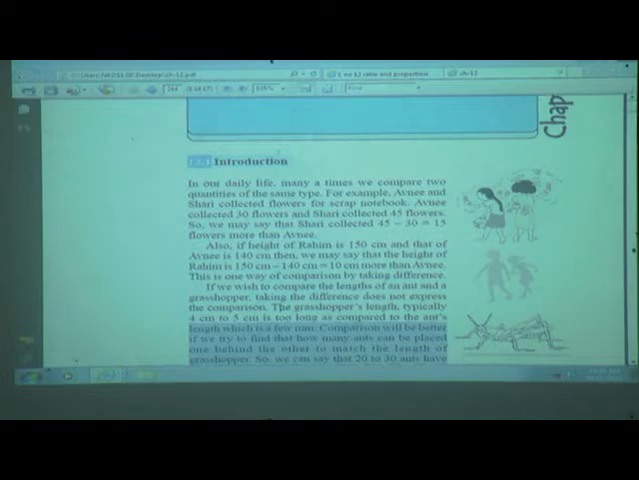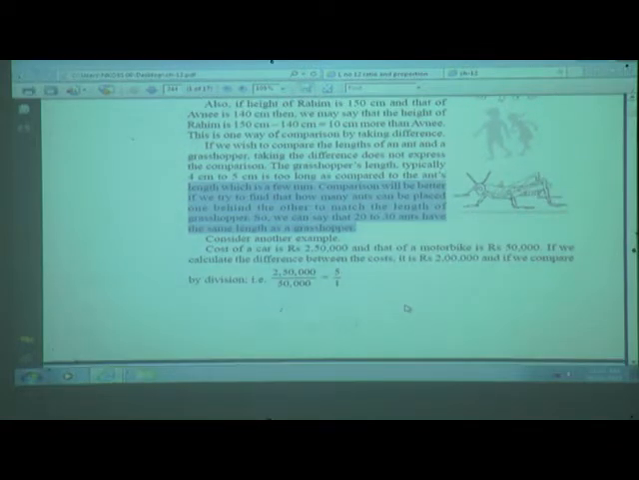The grasshopper's length is typically 4 centimeter to 5 centimeter long, as compared to the ant's length, which is a few millimeter. Ant is only a millimeter and grasshopper's length is in centimeter. To compare, we need the quantities to be in the same unit. It means both should be in centimeters or both should be in millimeters. Then we can compare.